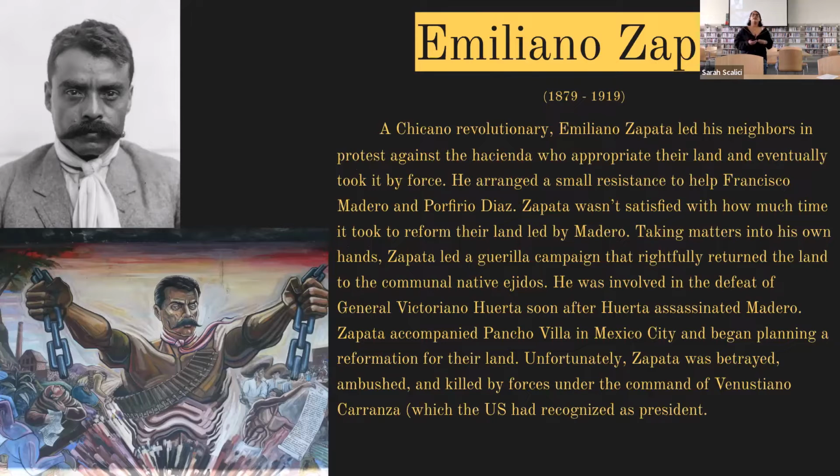He was also involved in the defeat of General Victoriano Huerta, after he assassinated Madero, someone that took their land. So during the time Zapata was betrayed, like when he finally meets his end, he was betrayed and he was ambushed and killed. And this was under the command of the man the United States assumed was president, which was Carranza.